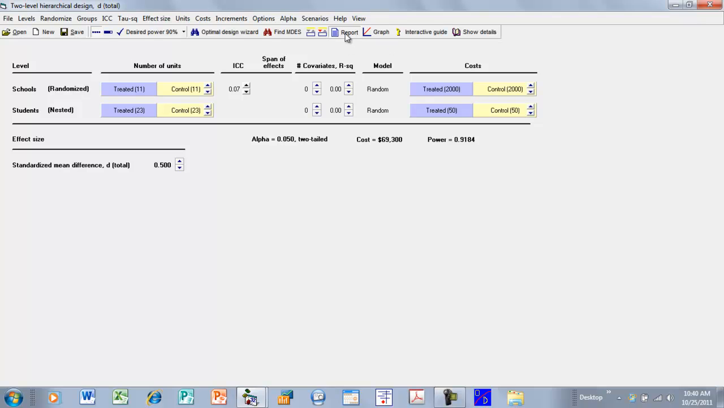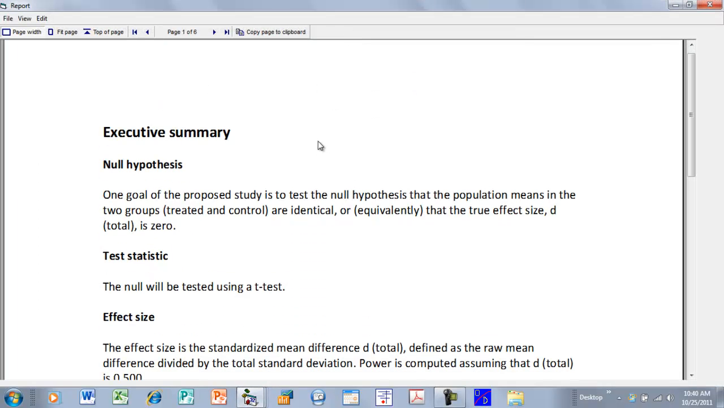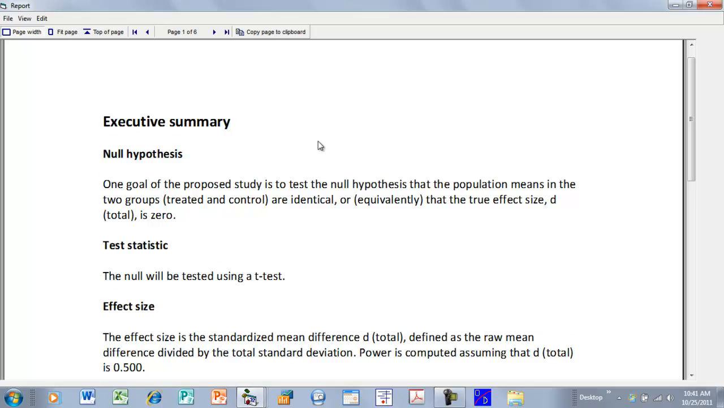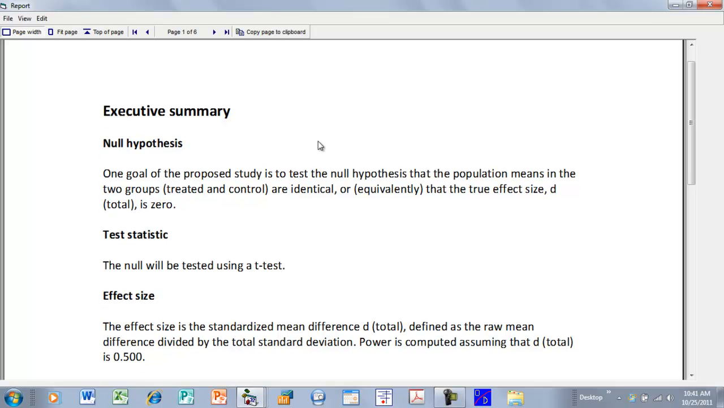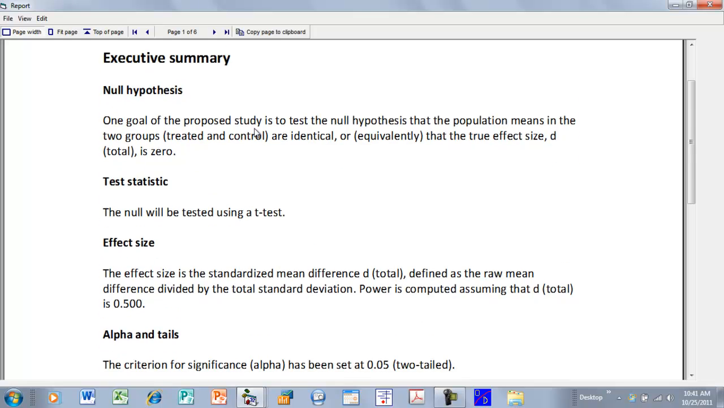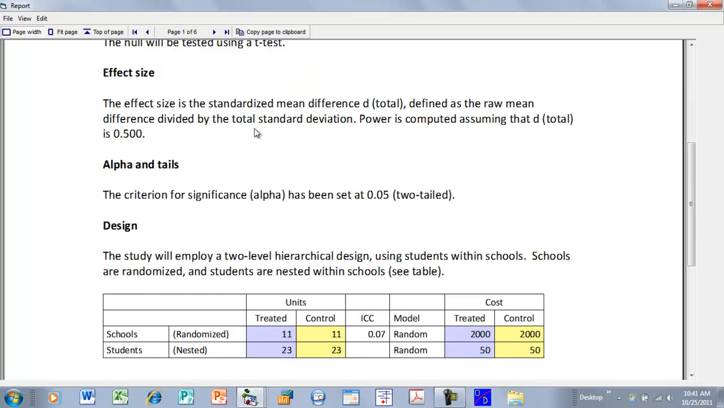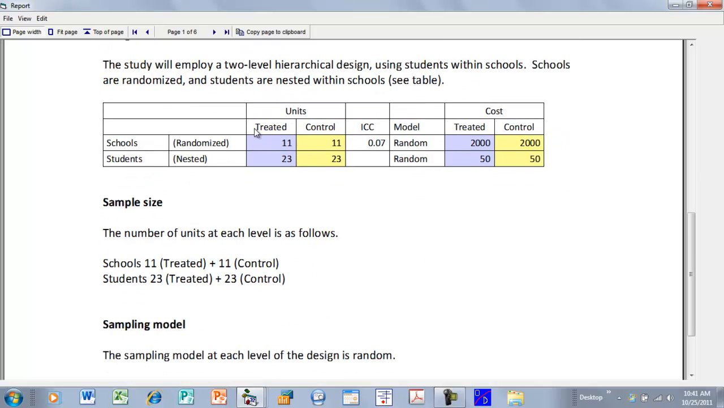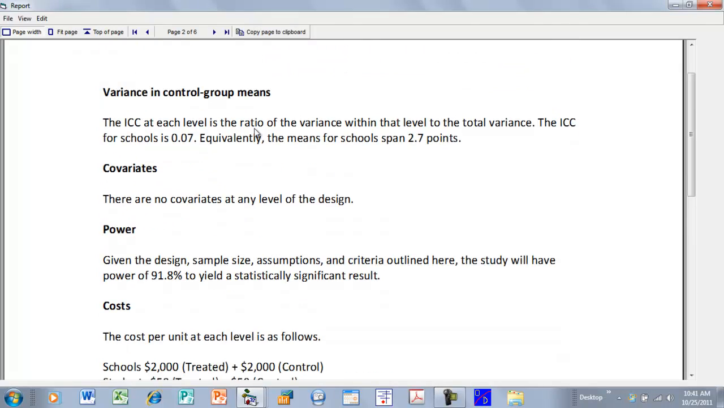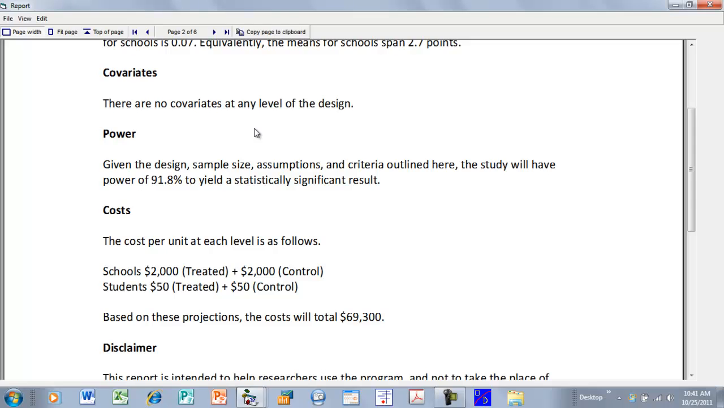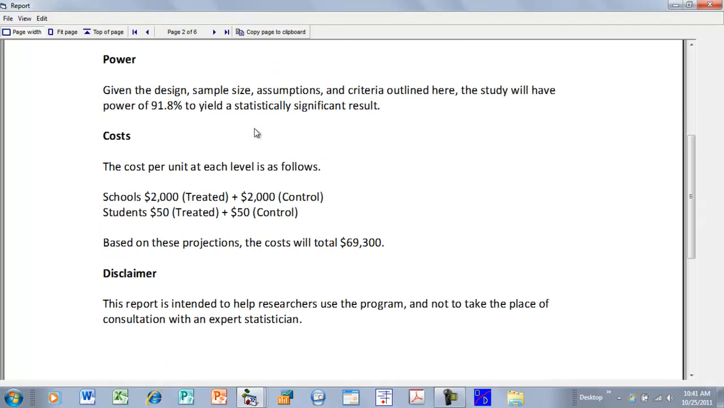Once we've done that, we can create a report that puts all of this information into, actually there are 2 reports. One is an executive summary that summarizes all of this, and then after that there's a much more detailed report that goes into a great amount of detail about each of the assumptions that we've made and what those mean, which is intended more as an educational tool.